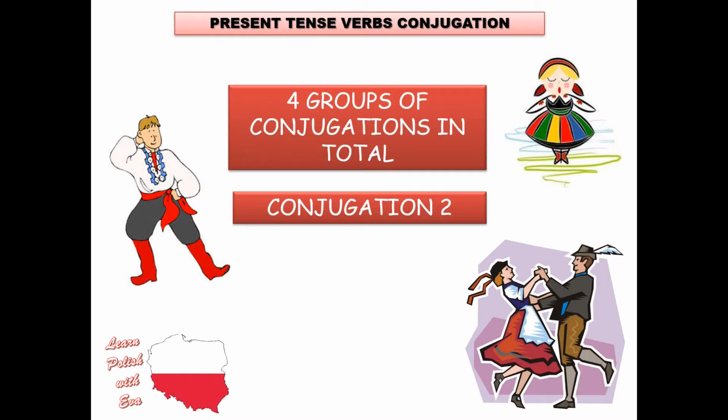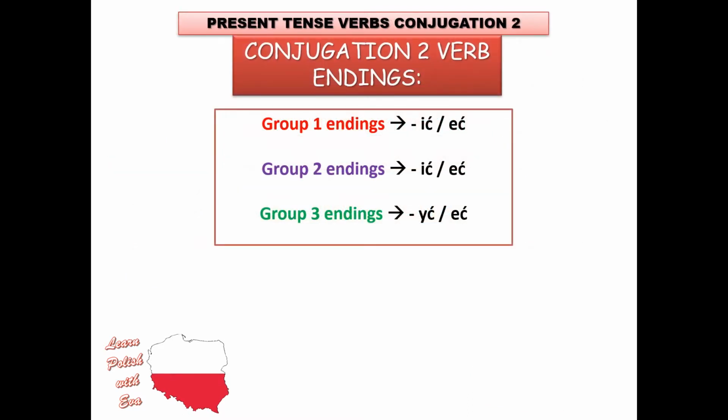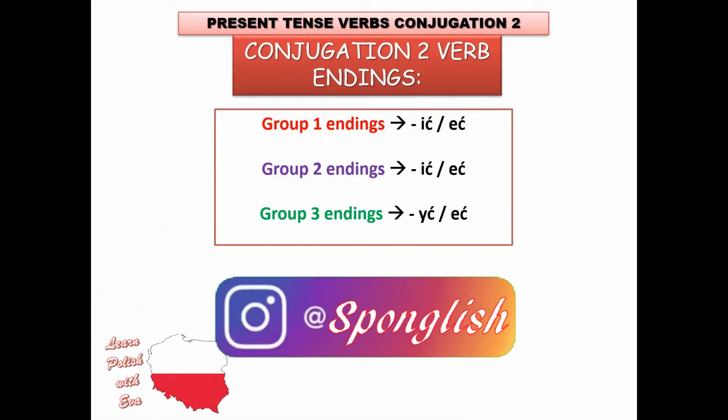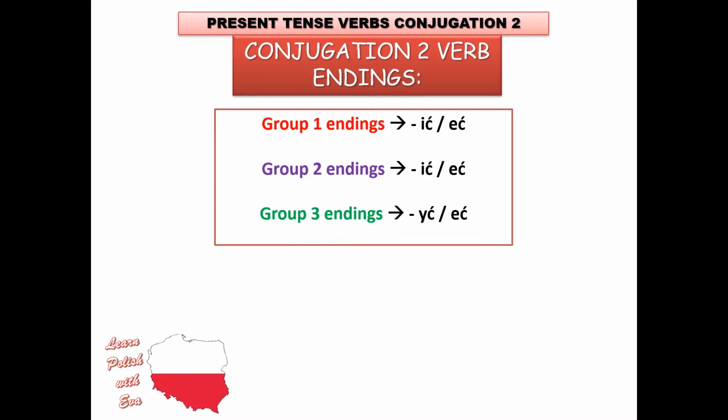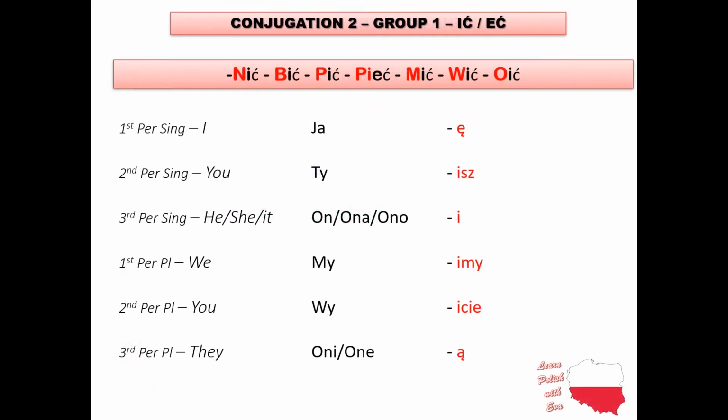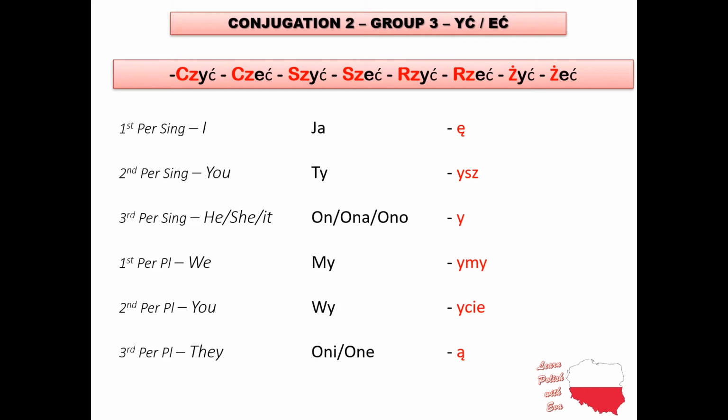Out of the 4 groups that we have in total in the Polish language, we've already looked at group 1 endings and group 2 endings of this conjugation 2 within the present tense of the Polish language. Here we have a quick recap of the endings of those verbs, of those groups. Group 1 had endings of ić and eć, and we recognized this group by these preceding letters marked in red. Group 2 had these letters marked in red, and today we will be looking at group 3, and these will be the letters that will show us that we're dealing with group 3.